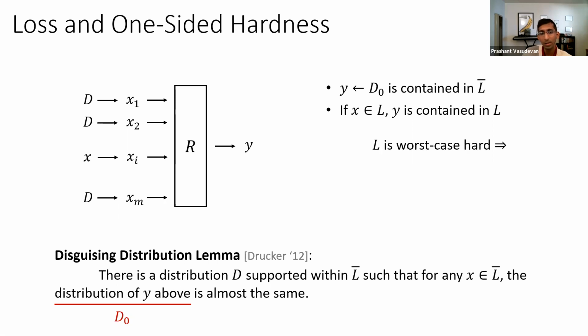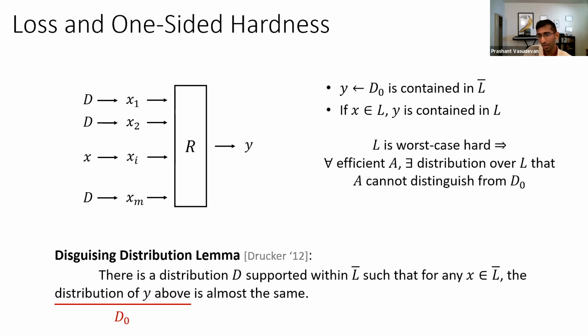Now you can argue like this. Let's say that L is in fact worst case hard. Then for any algorithm A that is trying to decide L on average, there has to be a distribution over inputs in the language that A cannot distinguish from D0. Because if there is some algorithm which distinguishes any possible yes distribution from D0, then using this reduction, it can also be used to decide the language in the worst case. You just plug the X in here, get the Y, and give it to that algorithm. And so this shows that L is in fact one-sided average case hard, with D0 as the no distribution. So this is one part of the proof.